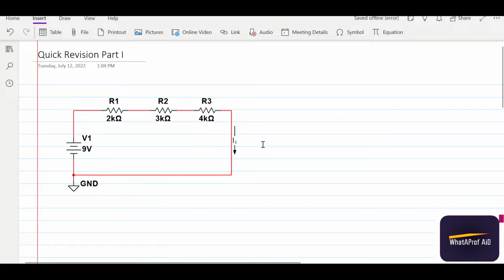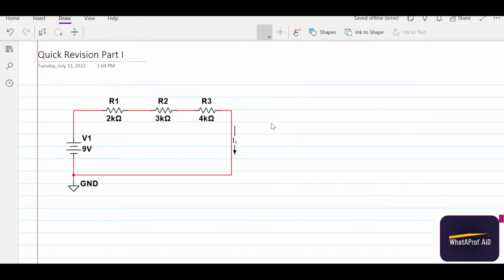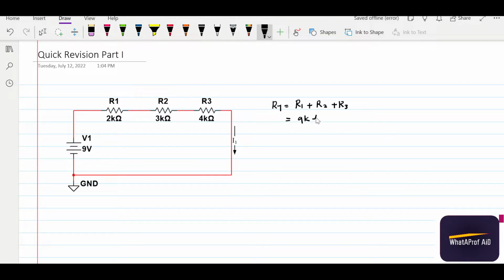Okay, so for the first case, we can use basic Kirchhoff voltage law here. Or you can just add up the resistance. Since the resistances are all in series, we can just add them up, where you have R total equals to R1 plus R2 plus R3. So this will give you the value of 9 kilo ohm.